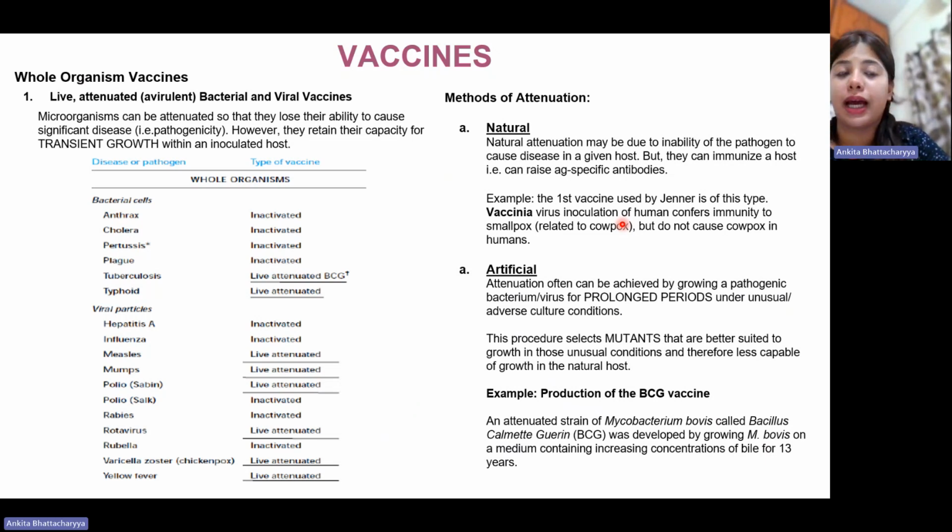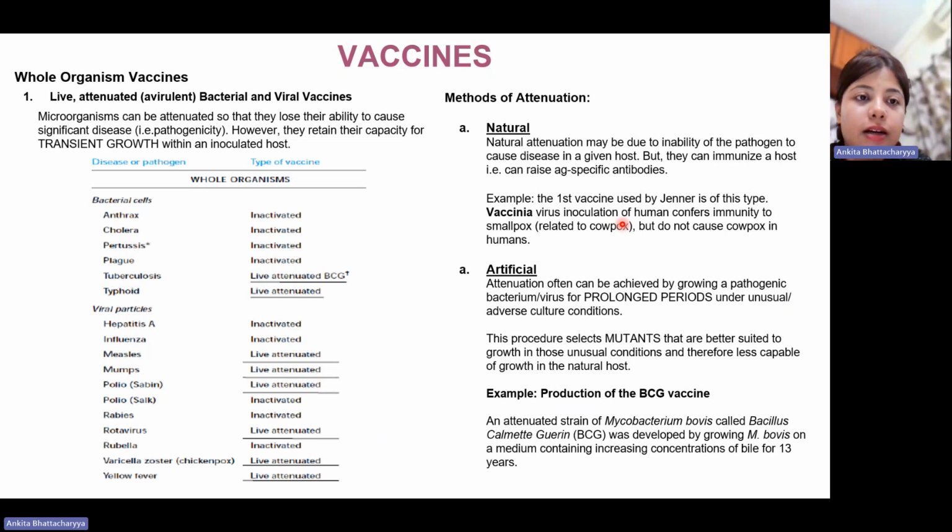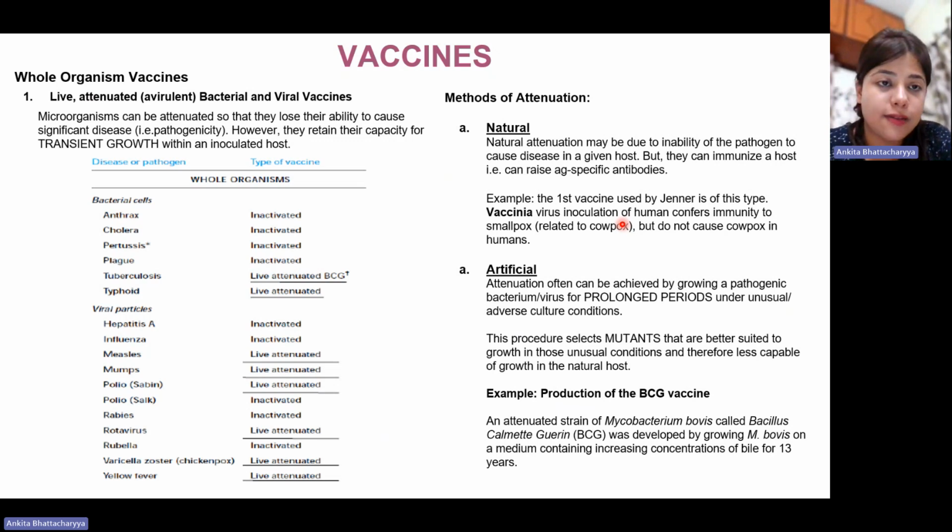Now, coming back to the types of vaccines, the first subtype is whole organism vaccines. Among these, you have live attenuated avirulent bacterial and viral vaccines. As the name suggests, these are vaccines against viruses and bacteria which are disease causing, or pathogenic, in nature. Because they are live attenuated, it means they have been altered so that they no longer cause disease. Microorganisms can be attenuated so that they lose their ability to cause significant disease, that is, they lose their pathogenicity.